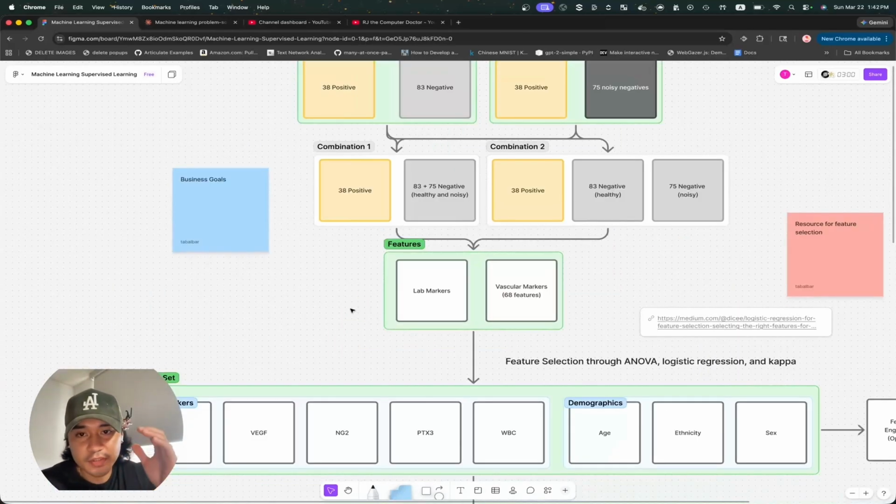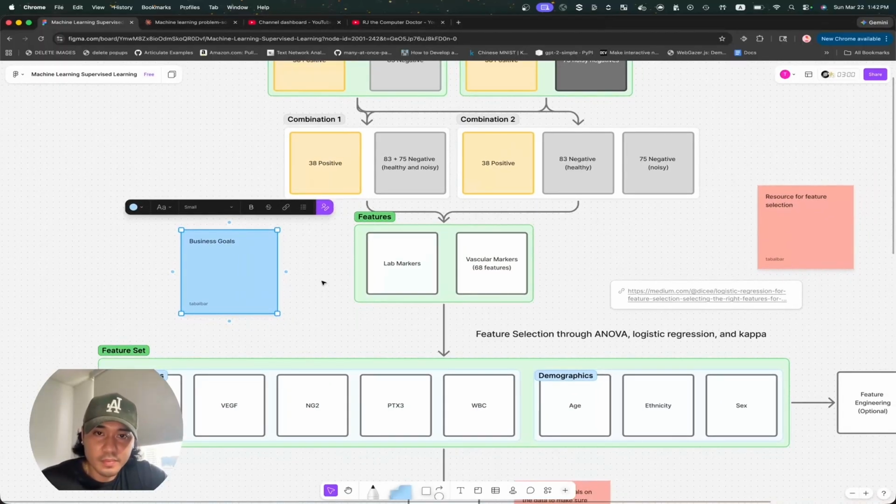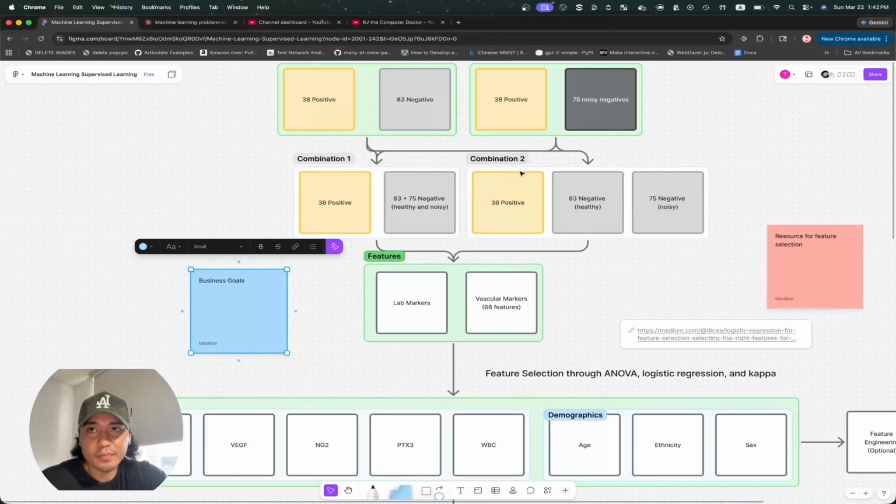So each phase that we're trying to go through here, we are trying to look at the business goals to see if it matches the actual problem that we're trying to solve. So the next step: you have a data set of samples of people who have a sickness versus not have a sickness versus have some kind of sickness that's similar to the sickness that you're trying to study.